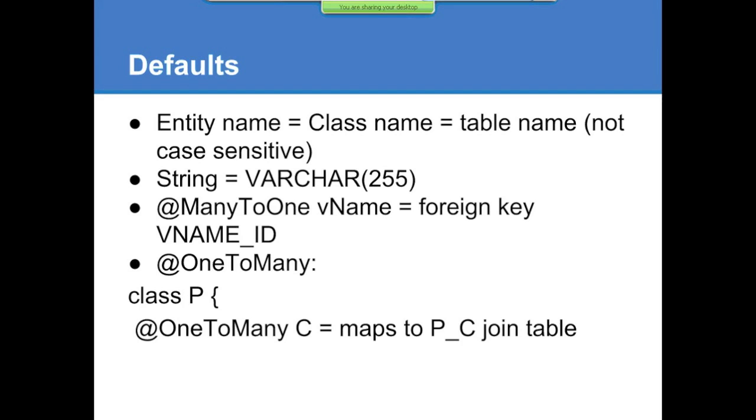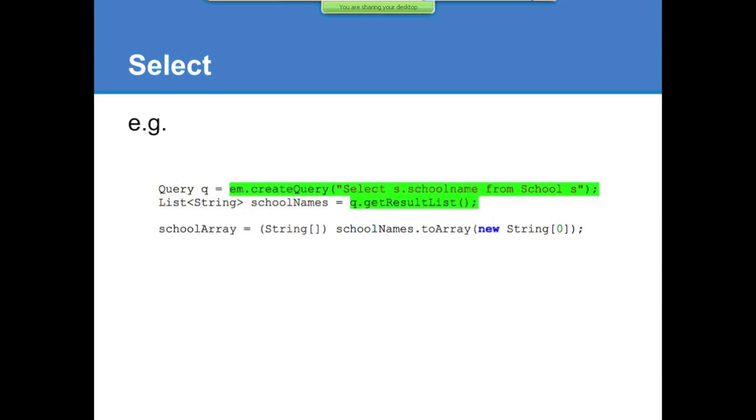@ManyToOne. Let's say you put vname, the foreign key will be vname_id, unless you override. @OneToMany, it's kind of obvious here, or maybe not too obvious. If you call this collection property C, then it will be mapped to P_C, a join table. It has another third table. They call it a join table, right? This kind of thing you can do just by reading yourself, I guess. I just want to let you know what the defaults are.